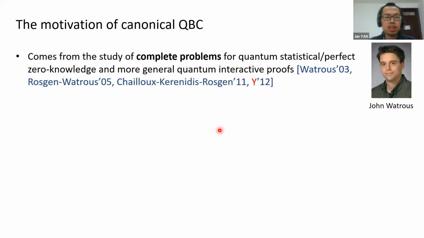Okay, let me talk about a little bit of history about canonical QBC. It comes from the study of complete problems for quantum statistical or perfect zero knowledge and more general quantum interactive proofs, whose study was initiated by Watrous.